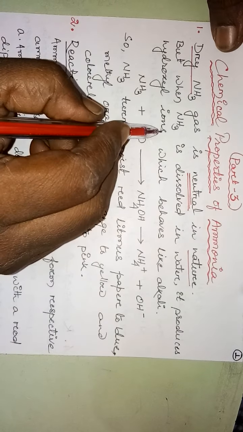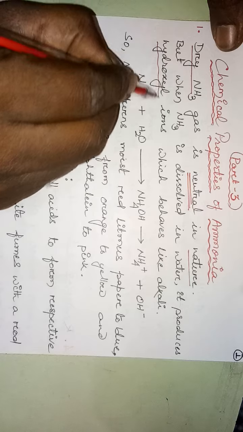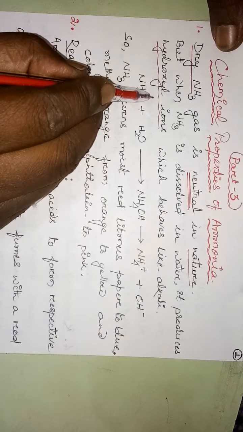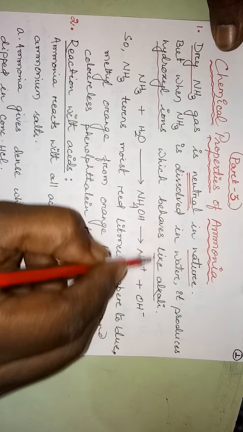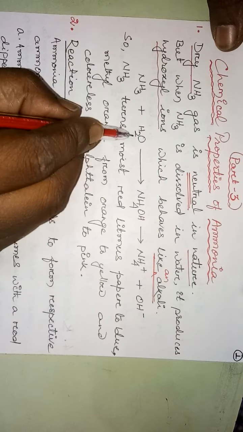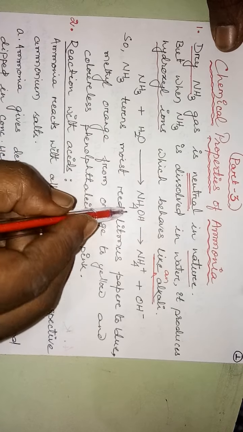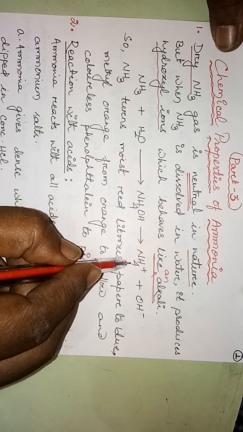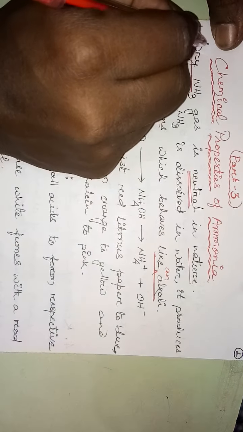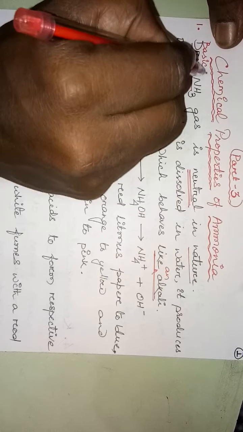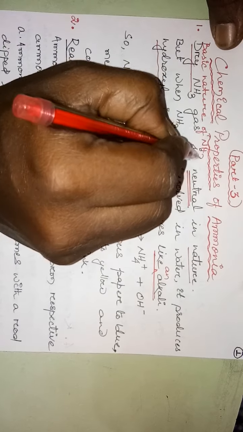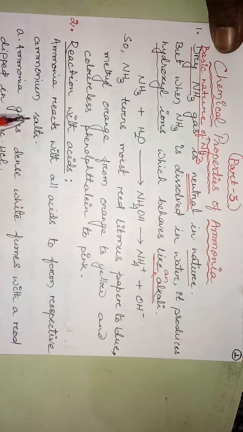But when ammonia is dissolved in water, it produces hydroxyl ion, which behaves like an alkali. Clear? So the reaction says ammonia plus water gives ammonium hydroxide, which on dissociation produces ammonium ion and hydroxyl ion. So as it is basic in nature, this is the basic nature of ammonia.